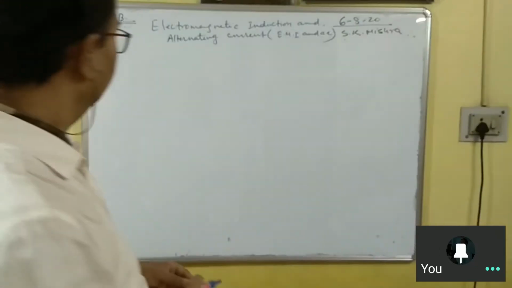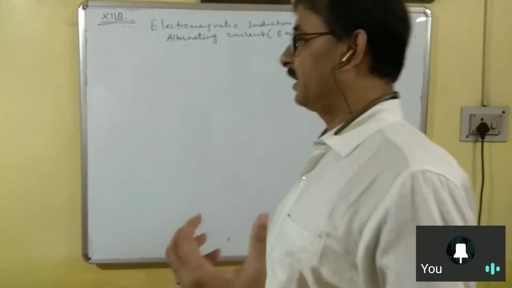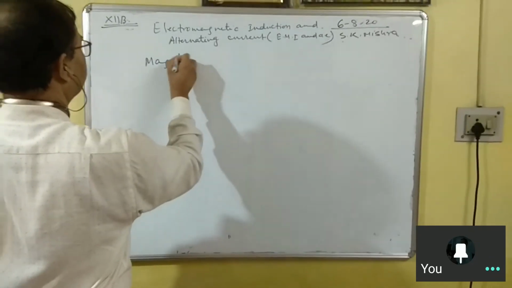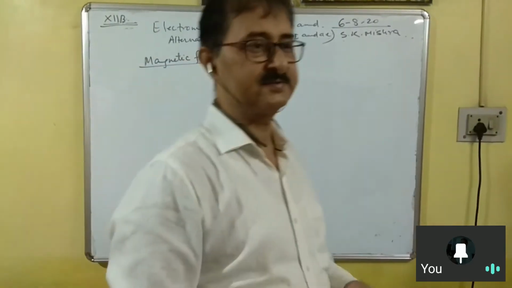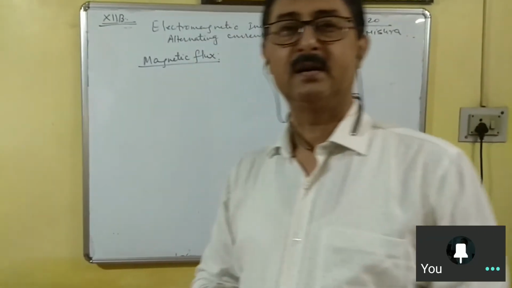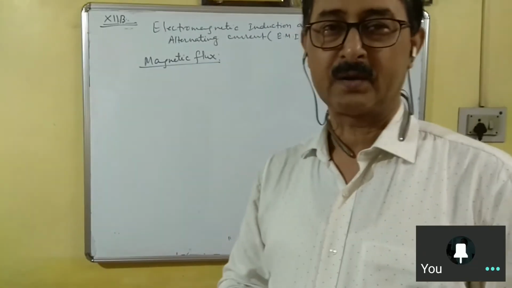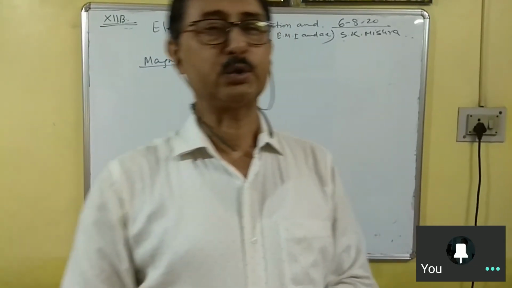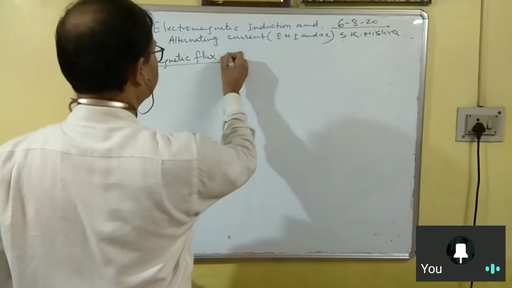Okay, so before we start EMI, electromagnetic induction, I would like to give you the concept of magnetic flux. What is magnetic flux? Now you know electric flux. What was that? It is a dot product of electric field and area vector. Similarly, magnetic flux is nothing but dot product of magnetic field and area vector. In other words, you can define total number of magnetic lines of force passing perpendicularly through a given area, given surface. That is called magnetic flux, denoted by a symbol phi.